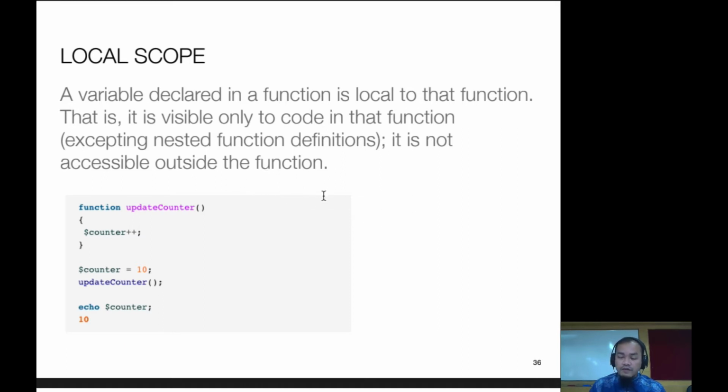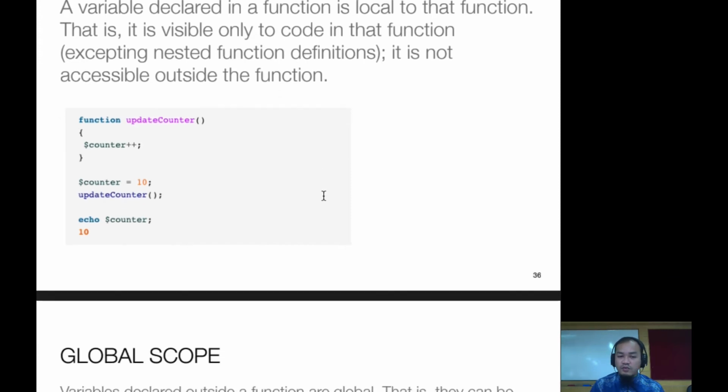Imagine it in a simple way: when you declare the variable in that file, you can only use it in that file. You cannot use it outside the file. This is what we call local scope of a variable.